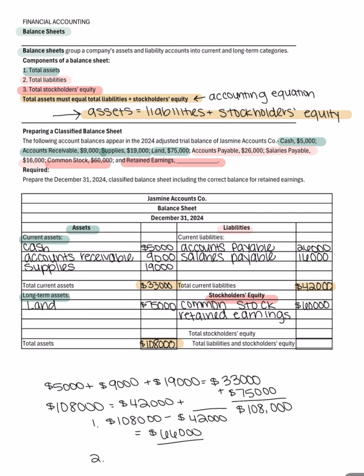And one more time looking at the accounting equation, assets equal liabilities plus stockholders' equity. We obviously already know that it's going to equal since we just did the math. So I'm going to go ahead and write that 108,000. And since they balance, that means we did it correctly.